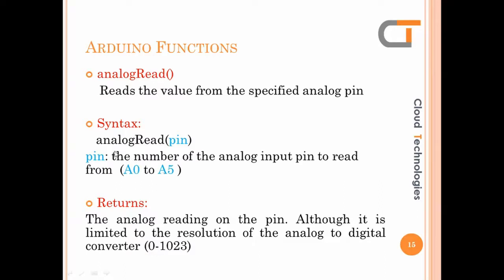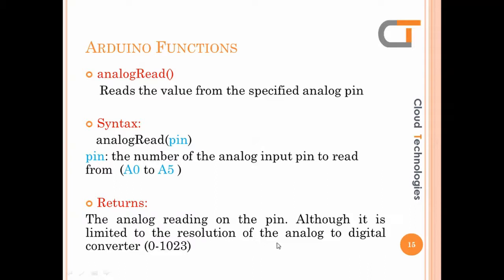Okay, so the analogRead R should be capital over here, and the analog input to read from is A0 to A5. It returns the value. Actually, here the analog ADC will be a 10-bit number, so that's why we get the digital value in the range of 0 to 1023. So it returns the analog reading on the pin.